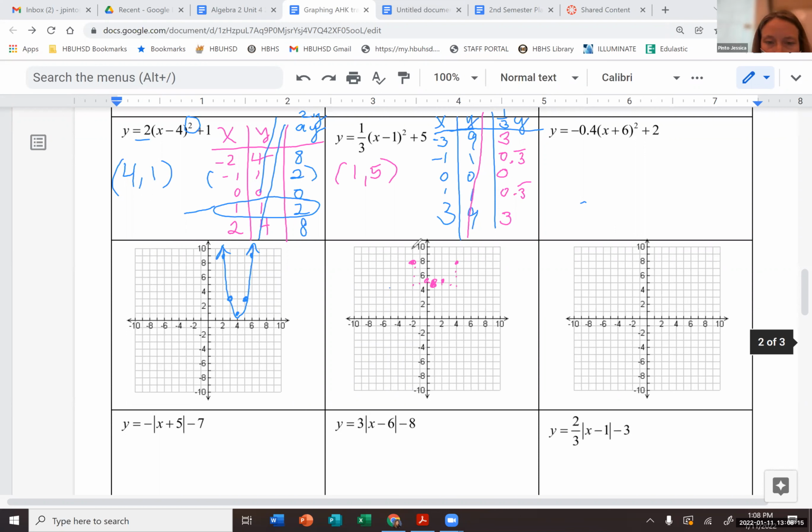So make it look like a U when you connect the dots. Oh, mine looks so messy because of all those counting dots.